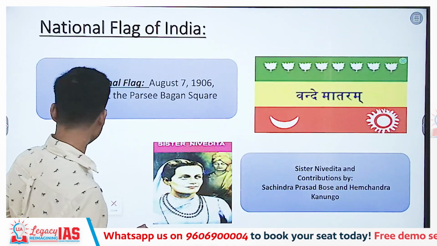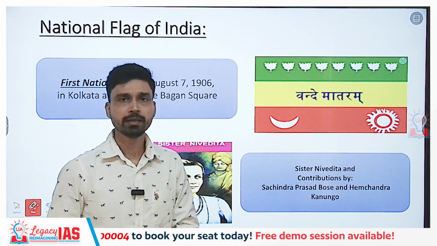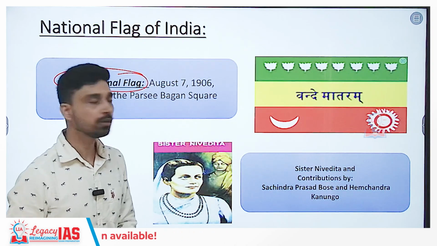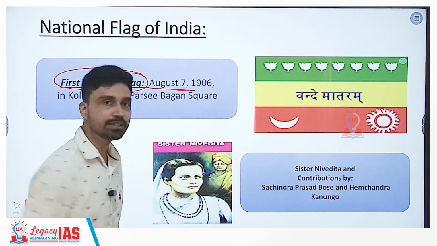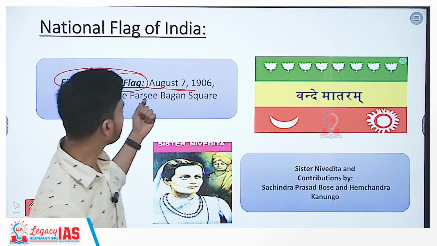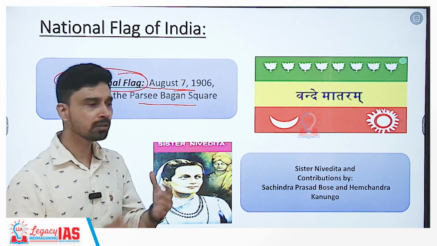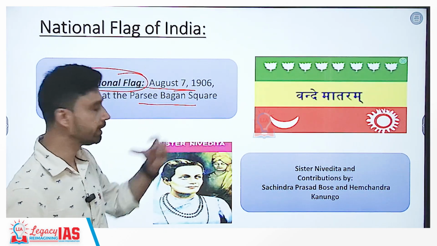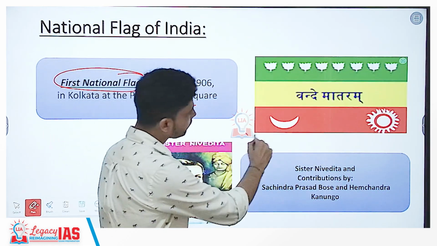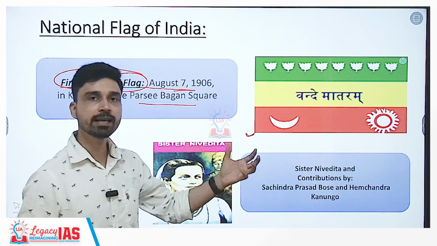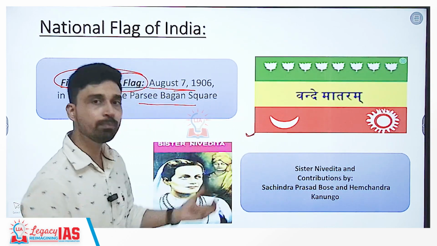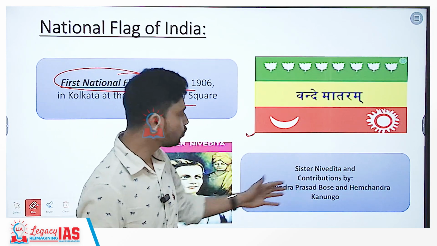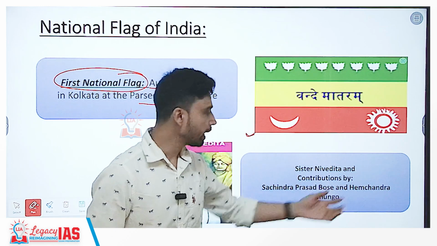So first of all, if we try to trace briefly the history of the flag of India, it is believed that the first national flag representing India was unfurled on August 7th, 1906 in Kolkata at the Parsi Bagan Square. This was also a time that is associated with the Swaraj movement in the Indian freedom struggle. And the flag used to look something like this. The flag was designed by Sister Nivedita, who was a disciple of Swami Vivekananda, and the design contribution was also made by two other associates, Sachindra Prasad Bose and Hemchandra Kanungo.